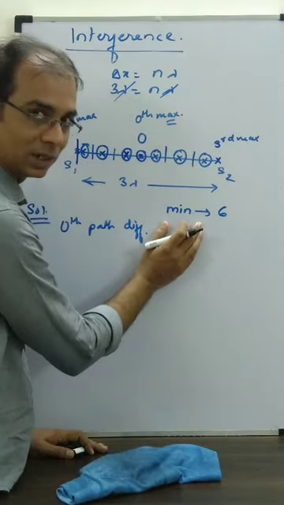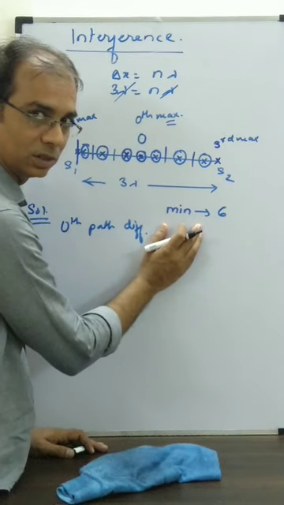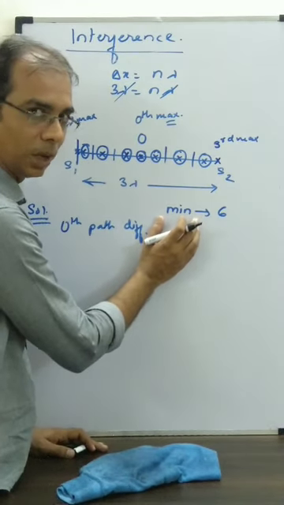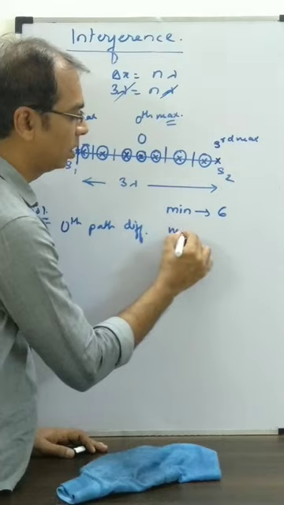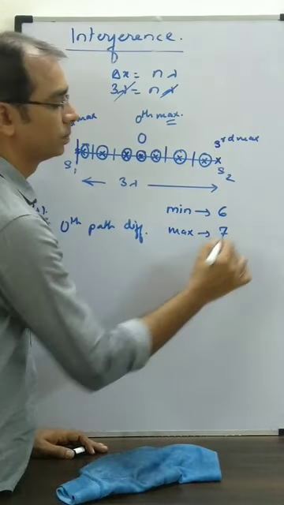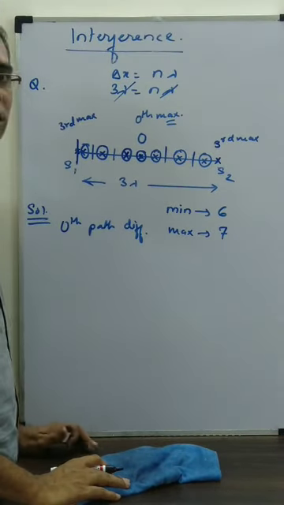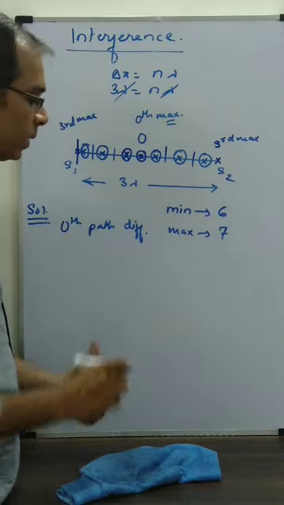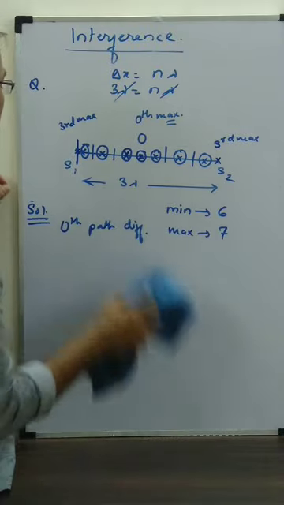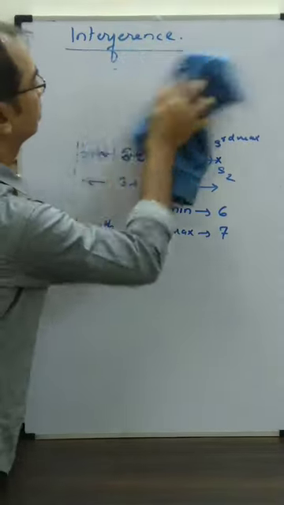Minima means destructive interference. Minimum intensity means minima. Okay? And maxima, how many are there? 7. Did you understand? Okay, let's solve one more then. One more question, similar type.